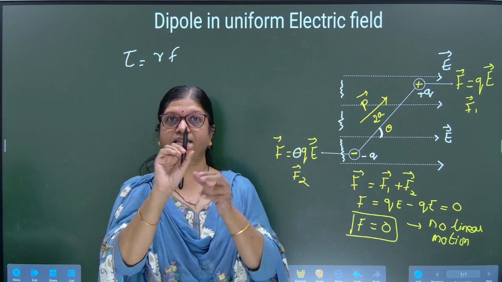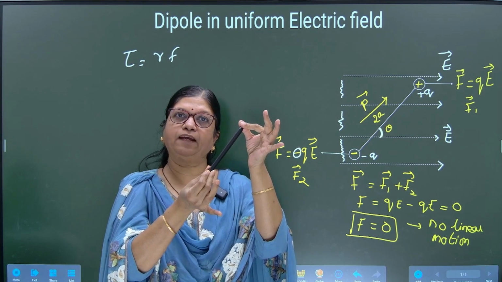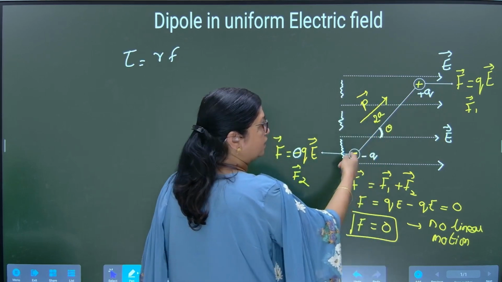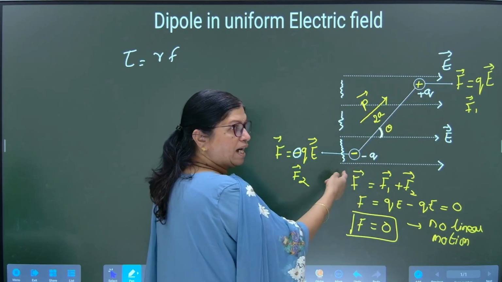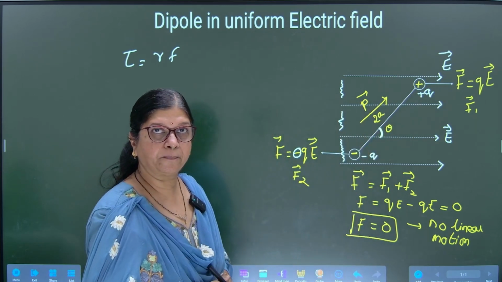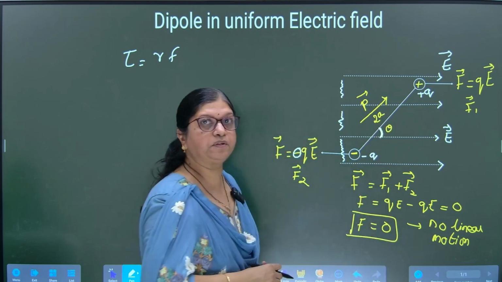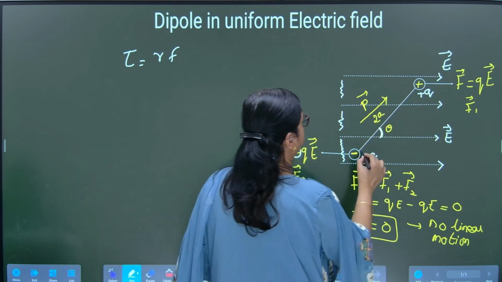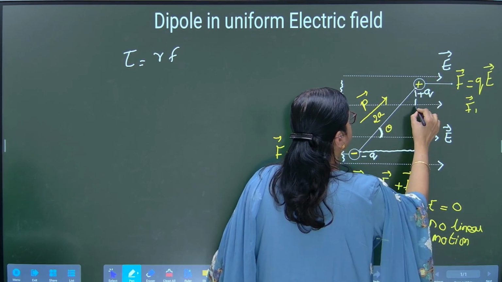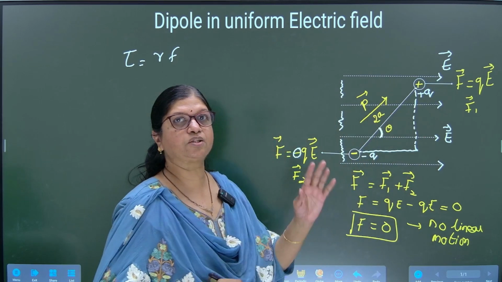R is the distance between the two points of force and F is the magnitude of one of the forces. That means R is the perpendicular distance between these two charges and F is the magnitude of one of the forces itself. Fine? Okay. So now how do I get a perpendicular distance between these two charges? I will just complete a right angled triangle with plus Q and minus Q as its vertices.